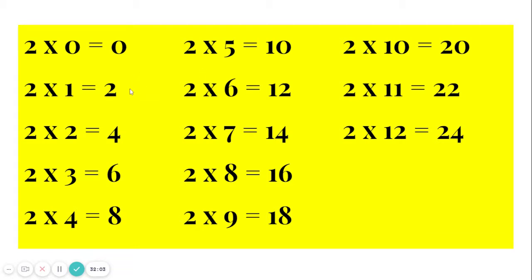Okay, anything times 2, we're going to double it. Look at the pattern here. 2, 4, 6, 8, 10, 12, 14, 16, 18, 20, 22, 24. Okay, I do have students that will say 2 times 3 and they're going 2, 4, 6 on their fingers. I really do think if you will just double the 3, 3 and 3 is 6, you're going to get there a lot faster. Okay?